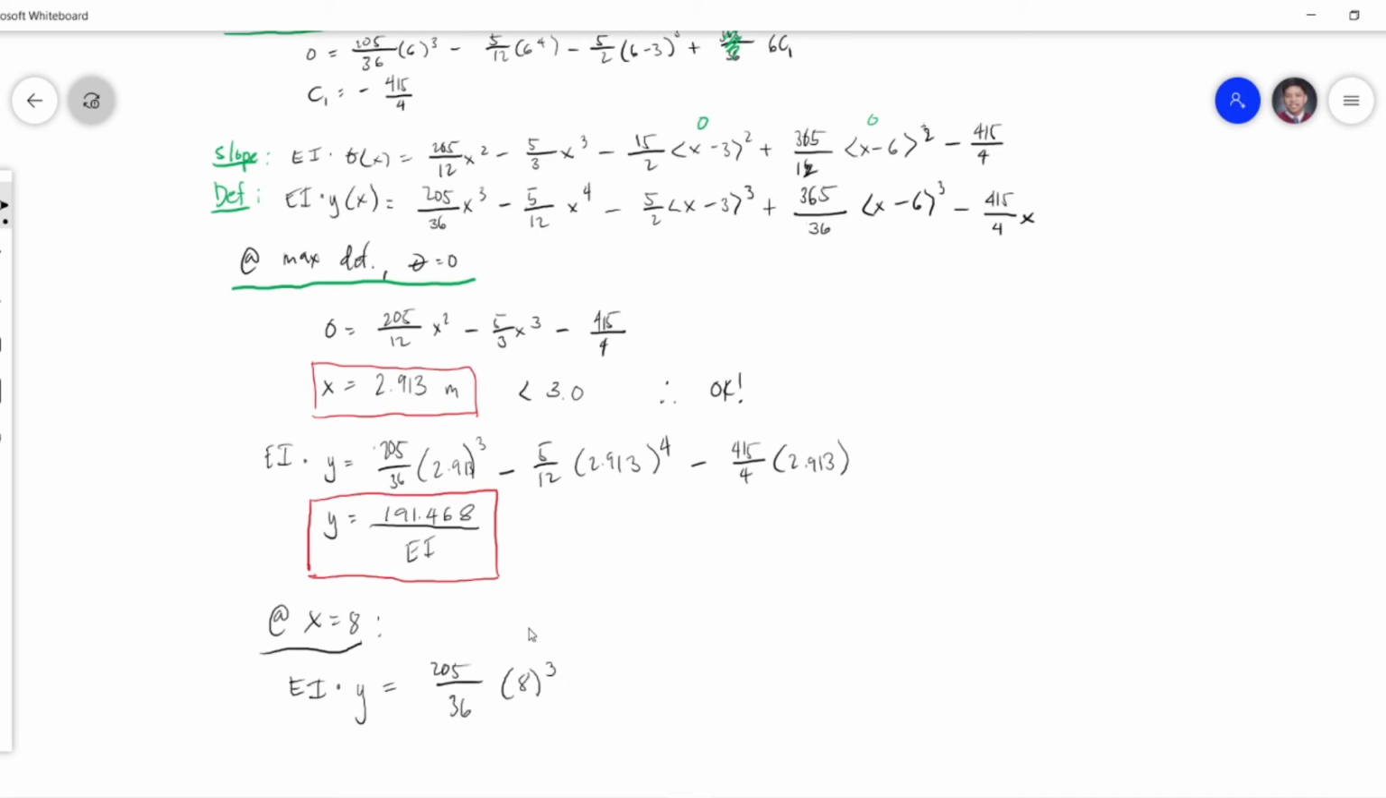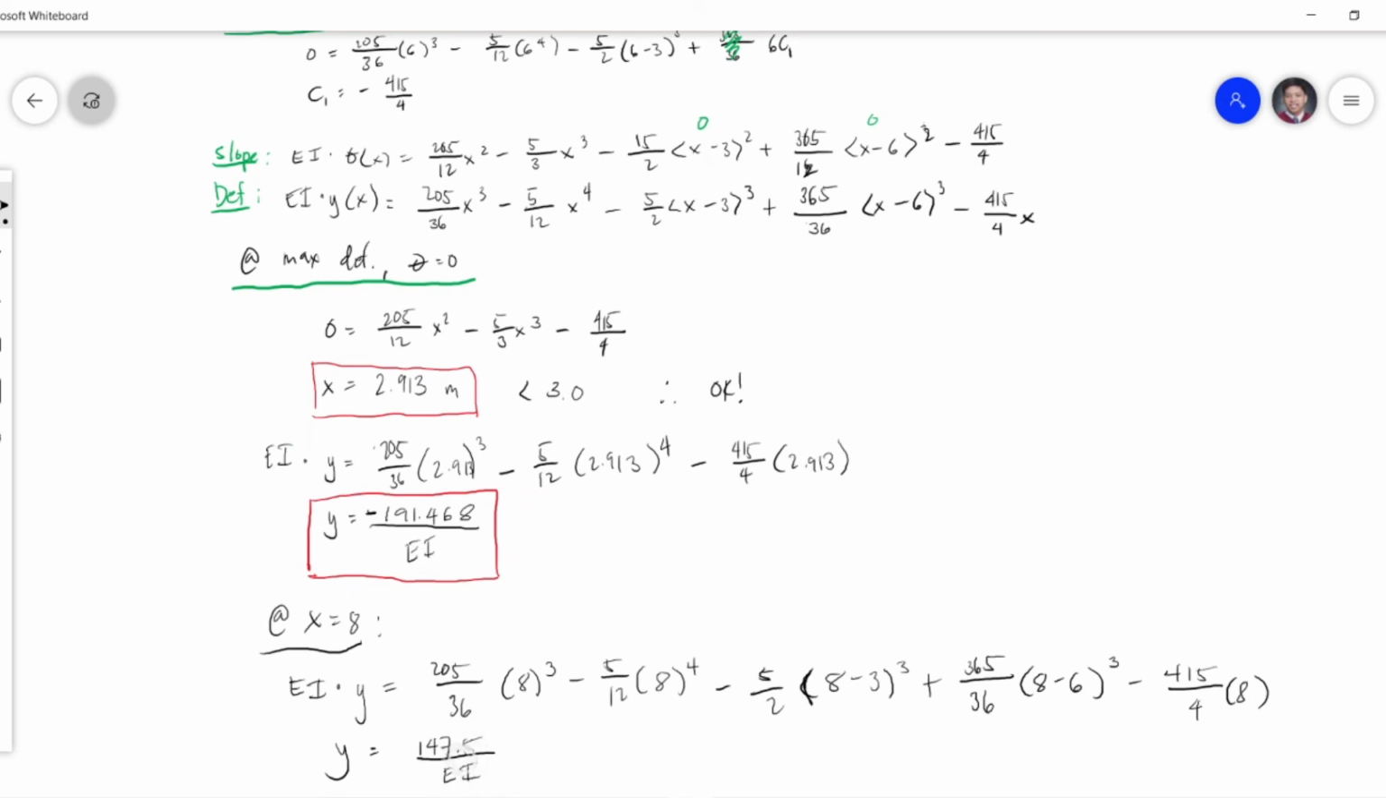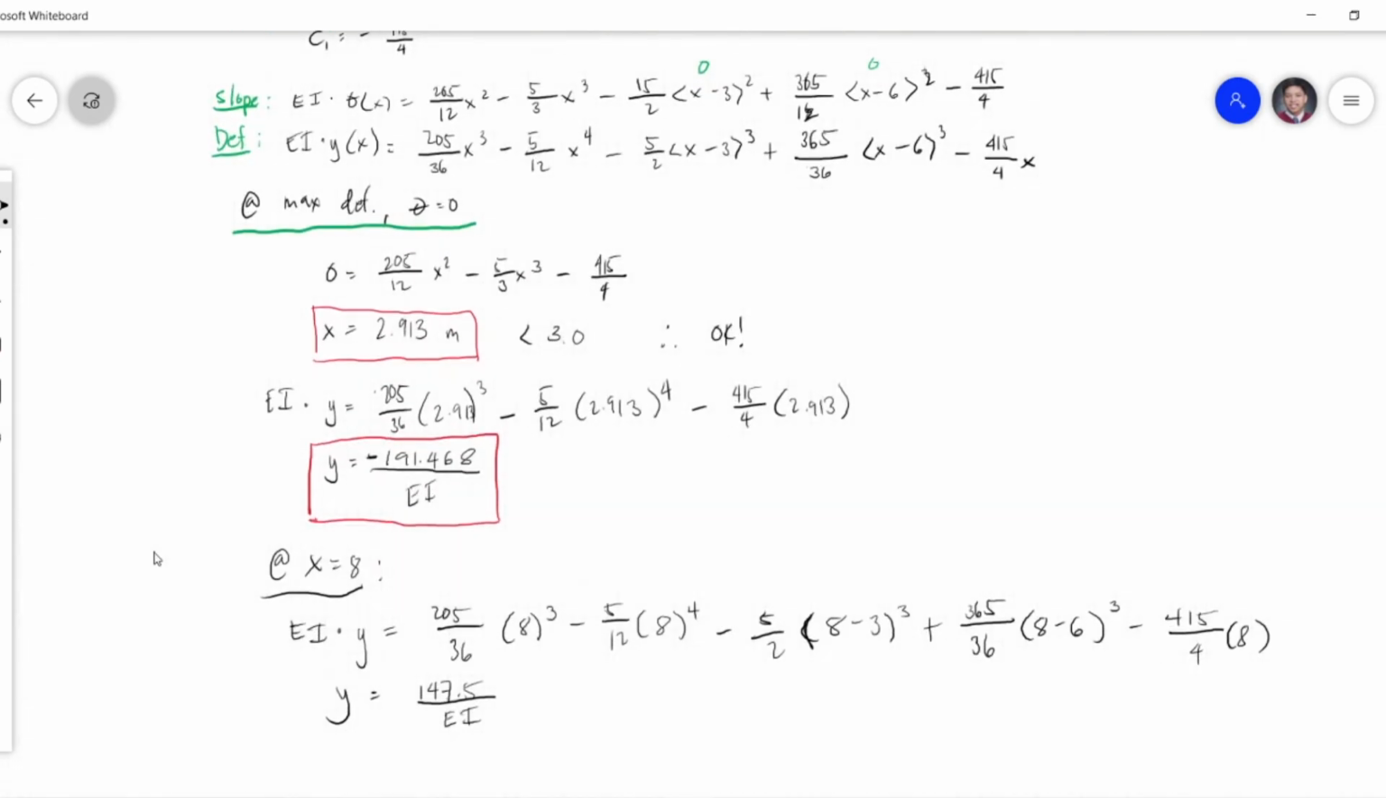205/36 times 8 cubed minus 5/12 times 8 to the fourth minus 5/2 times 8 minus 3 cubed. So, normal parenthesis na lang tayo dyan, plus 365/36. Ito rin, normal parenthesis na lang, minus 415/4 times 8. Now, evaluating this, we have 147.5 over EI. So, ito positive, ibig sabihin, positive yung deflection natin at the free end. So, tama yung assumption natin na aangat siya. So, i-box lang natin yung answer natin.